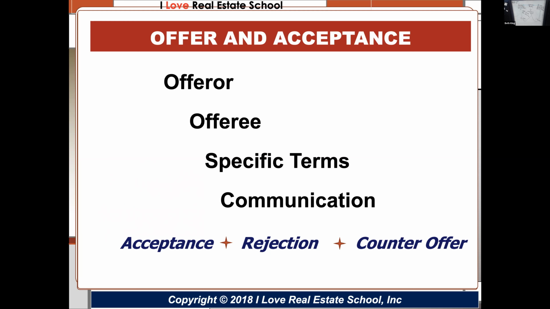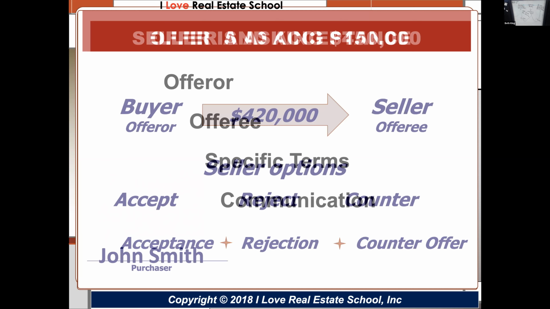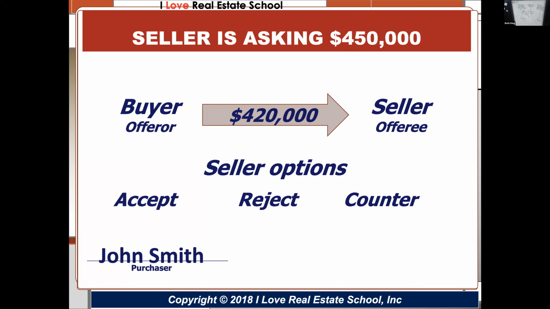Let's look at their scenario. So the seller, Angie's asking $450,000. You and Maria want to offer $420,000, right? So you're the offeror, Angie's the offeree, right? And you're offering $420,000. So you send it over. Angie has 3 options. She can accept, she can reject, or she can counter. Okay, Angie says, I want to counter. And I said, how much you want to counter for? She says $430,000. Now I need you to watch the screen on this.